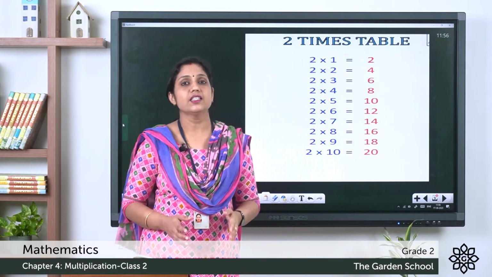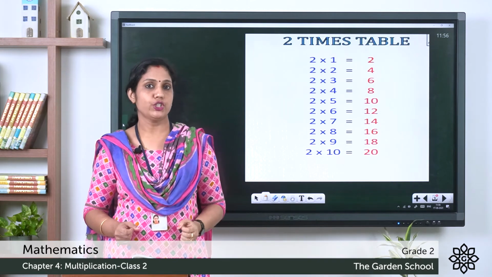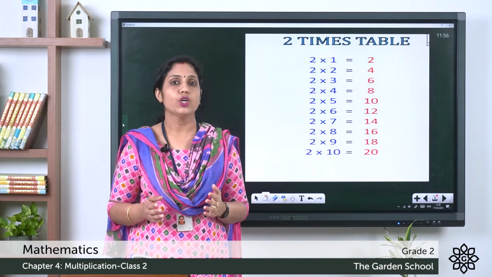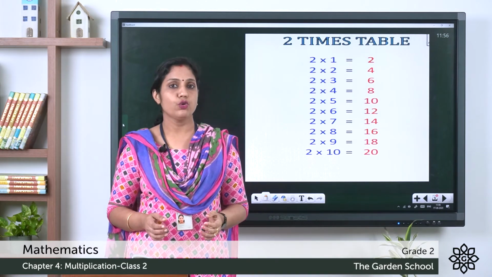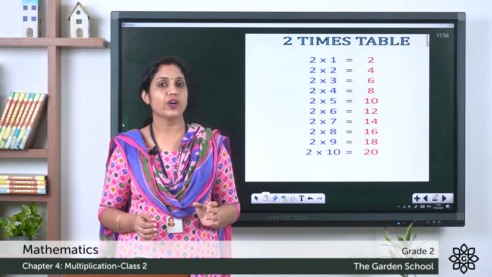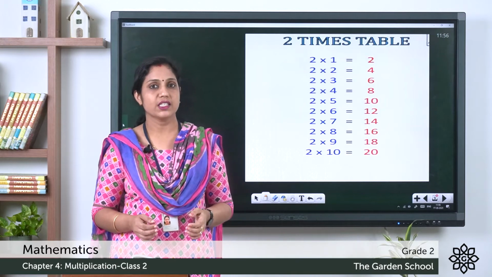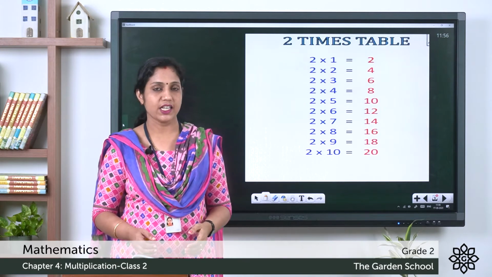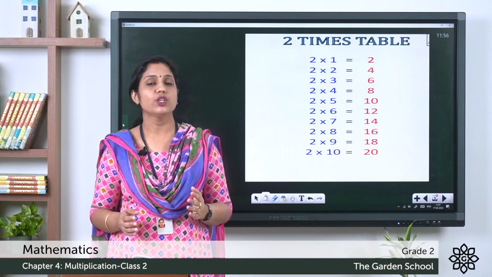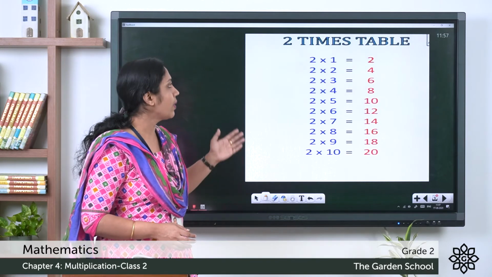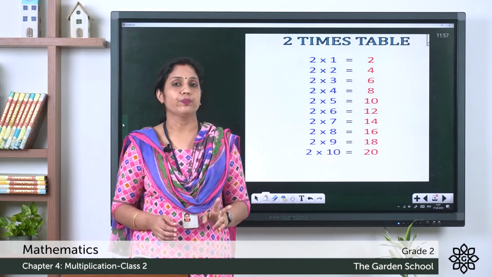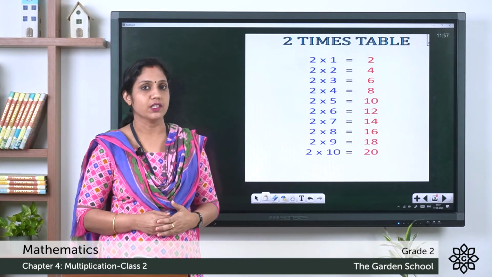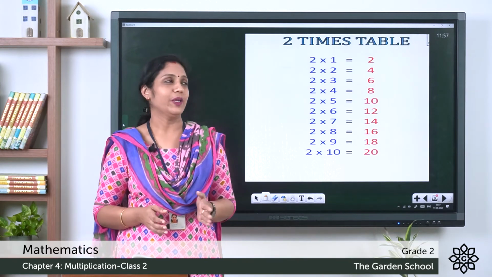Now, let's learn the multiplication table of 2. So, 2 ones are 2, 2 twos are 4, 2 threes are 6, 2 fours are 8, 2 fives are 10, 2 sixes are 12, 2 sevens are 14, 2 eights are 16, 2 nines are 18, 2 tens are 20. So, this is the multiplication table of 2. This is very important and you need to learn all the multiplication tables. You can read it out along with me.